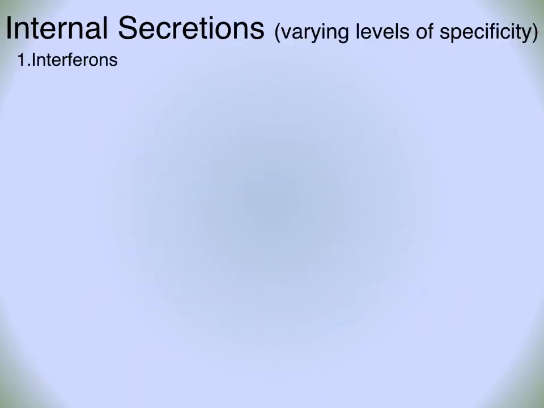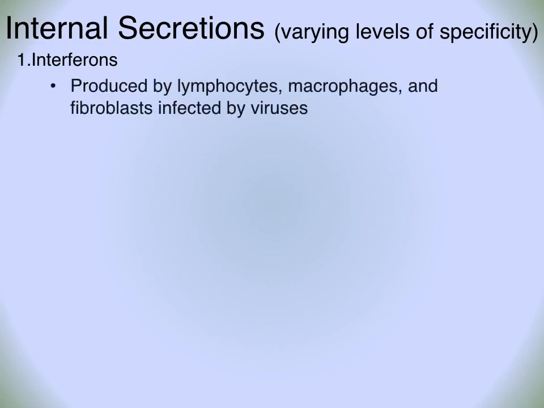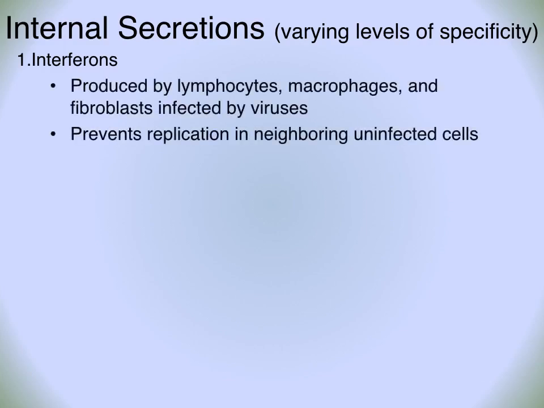Then we get to the internal secretions. The internal secretions, just like with the structures, have an increasing level of specificity within them based off of what cells are secreting them and what they're going to go about doing.